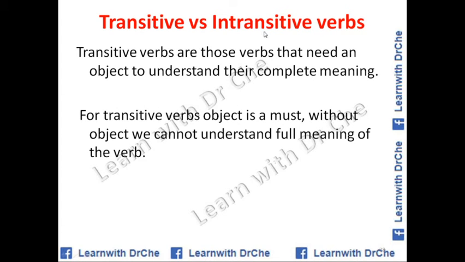Transitive versus intransitive verbs. This is very important. Transitive verbs are those verbs that need an object to understand their complete meaning. I will show you an example. For transitive verbs, an object is a must. Without an object, we can't understand the full meaning of the transitive verb.